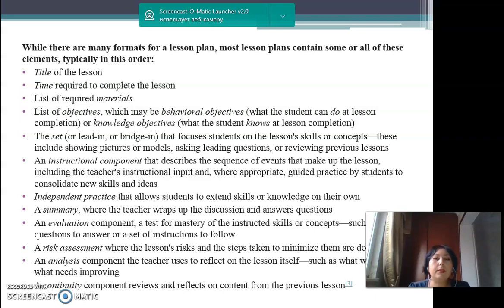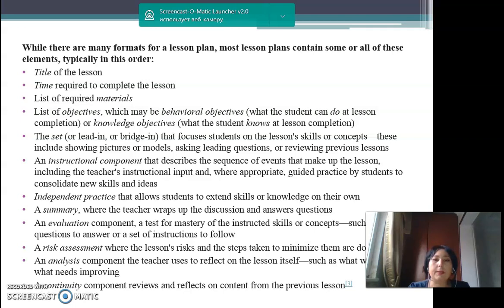Independent practice that allows students to extend skills or knowledge on their own. A summary where the teacher wraps up the discussion and answers questions. An evaluation component, a test of mastery of the instructor's skills or concepts, such as a set of questions to answer or a set of instructions to follow.